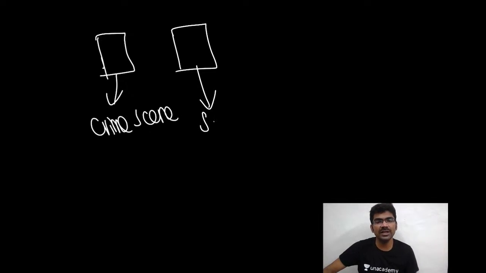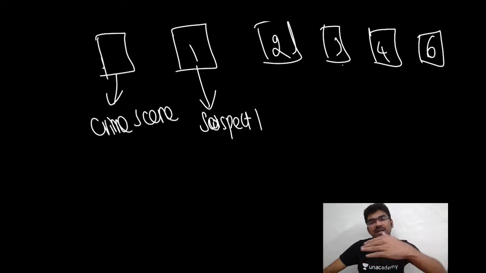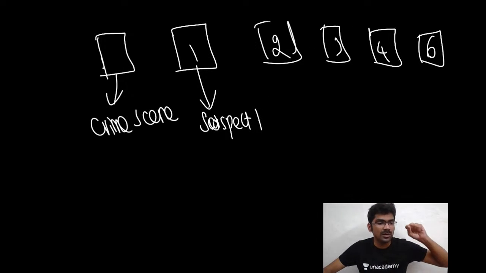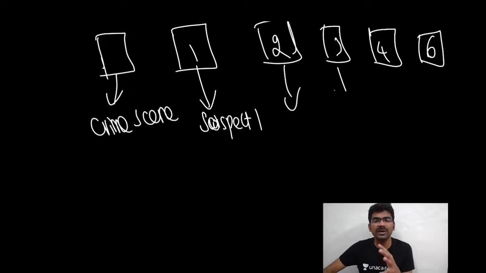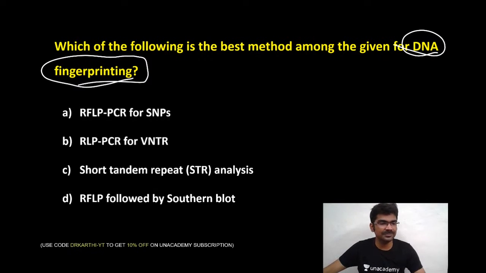So this is from the crime scene you take. Then suspect 1, suspect 2, 3, like that. And you collect the DNA samples from everywhere. From the crime scene also you extract the DNA. From the DNA you are going to find out a particular thing. So what is that thing? That's what we are going to see. So now answer this.